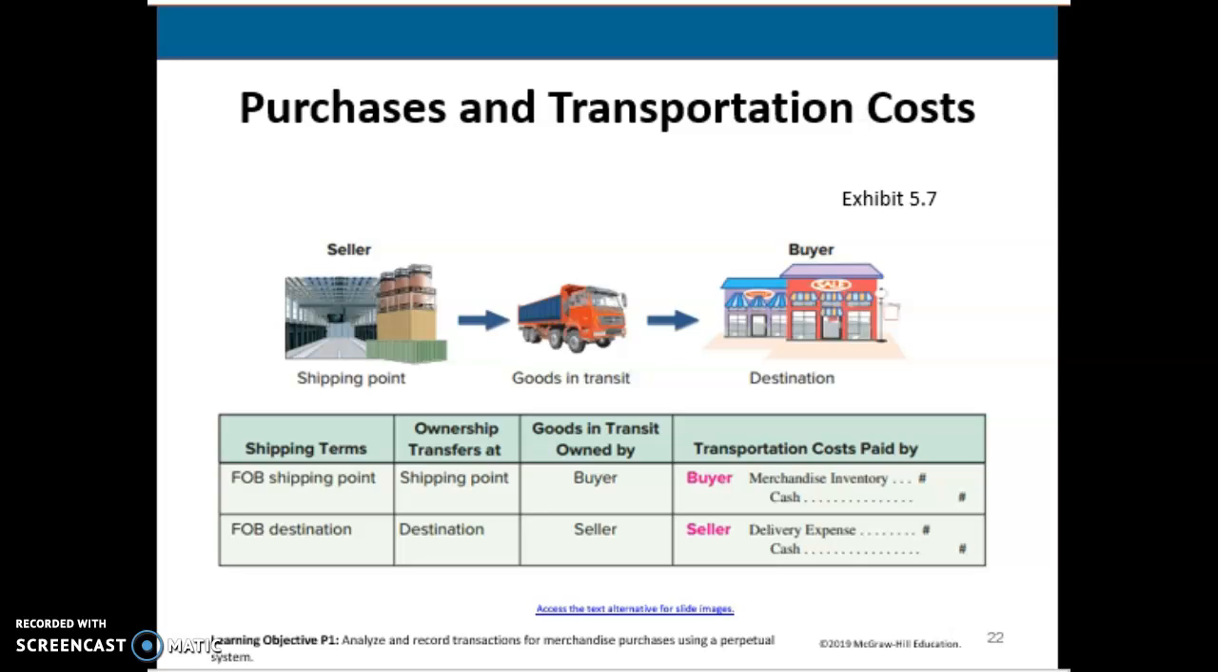The other one is FOB destination. Now that ownership transfers once it gets to the destination. So it's owned by the seller while it's in transit. In that case, it's an expense to the seller to deliver it to that buyer. So it will be a delivery expense, which is debited. Expenses are always debited. And we're going to credit cash to pay for that expense.